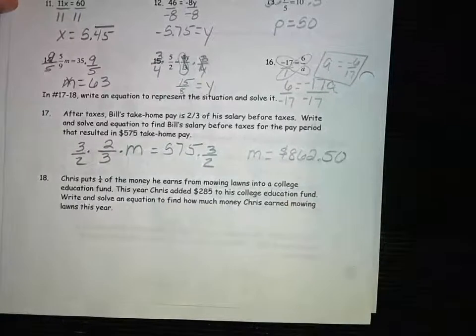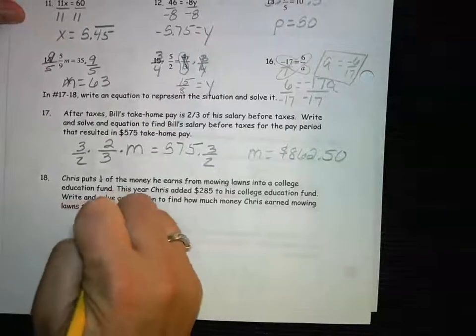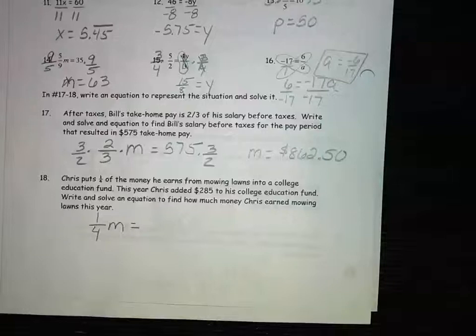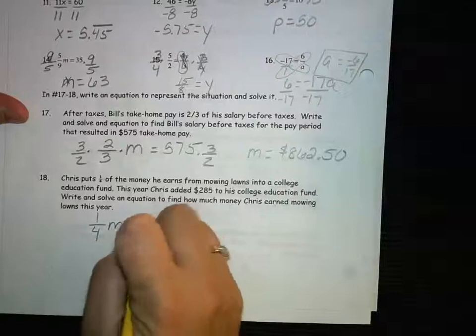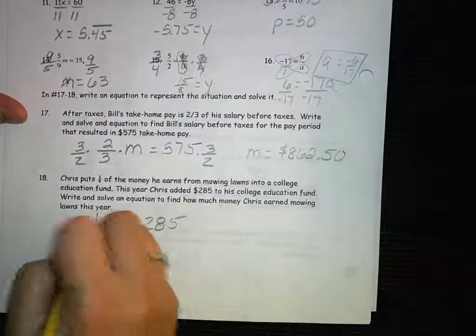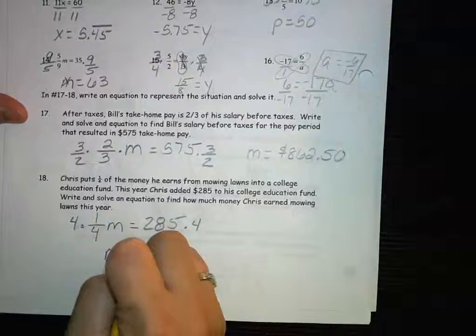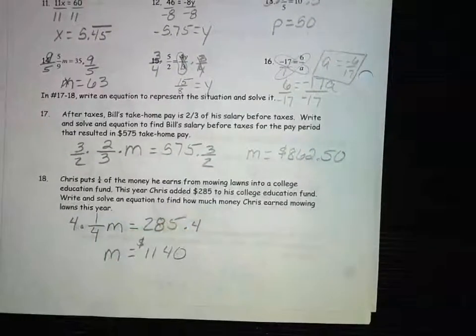Number 18, Chris puts 1/4 of the money he makes from mowing lawns into a college fund. So 1/4 of all of his money goes into his college fund. This year he added $285 to his college fund. So 1/4 of all of his money is $285. To get rid of a 1/4, you are going to multiply both sides by 4, and he then made $1,140 this year.